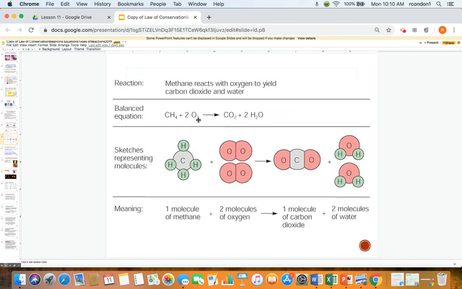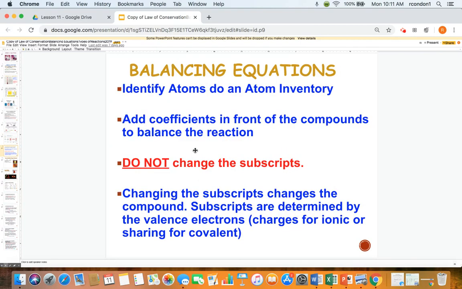You don't want to do that because then you're actually changing what we're starting with. If you turn this into a 3, you would get rid of one of these oxygens and make it a 3 oxygen compound, which is not the case. So don't change the subscripts. The only thing you change is the coefficients in front of the molecules.